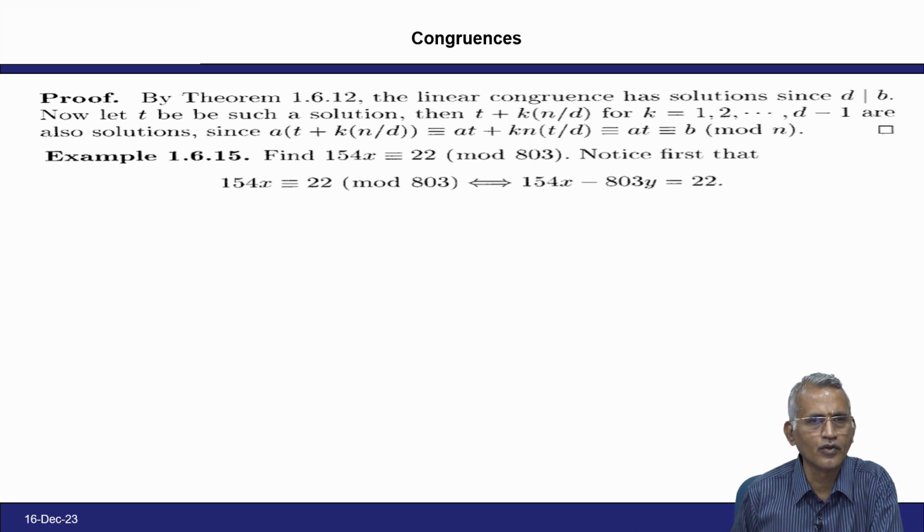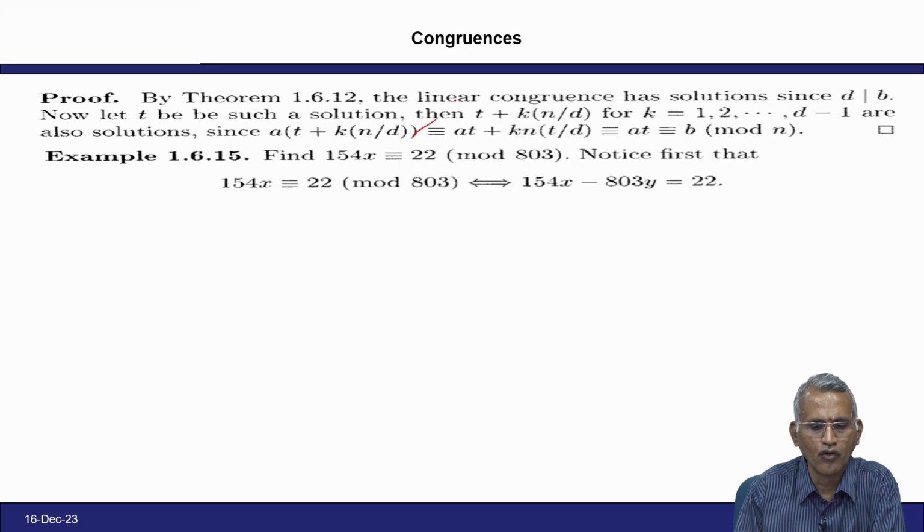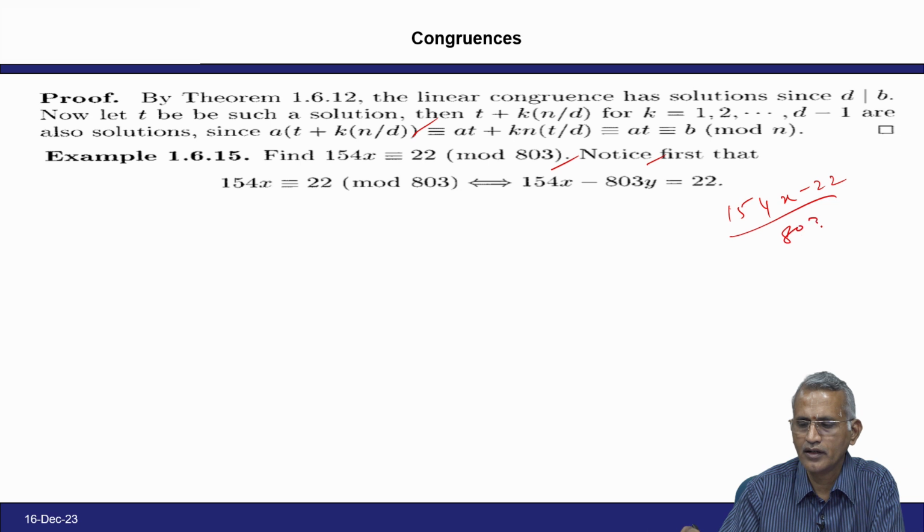Now, we are going to discuss example 1.6.15. Find the values of x of the equation 154x identically equal to 22 under modulo 803. Notice that this expression, 154x identically equal to 22 under modulo 803, can be expressed as 154x minus 803y equal to 22, because 154x minus 22 divided by 803 is equal to some y.